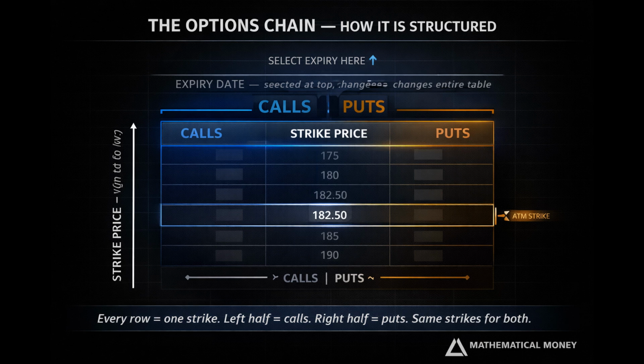The chain itself is split into two halves. On the left, call options for each strike. On the right, put options for the same strikes. The strike prices run down the middle, shared by both sides. Every row is one strike. Every column is one data point. Once you understand this grid, the rest is just knowing what each column means.